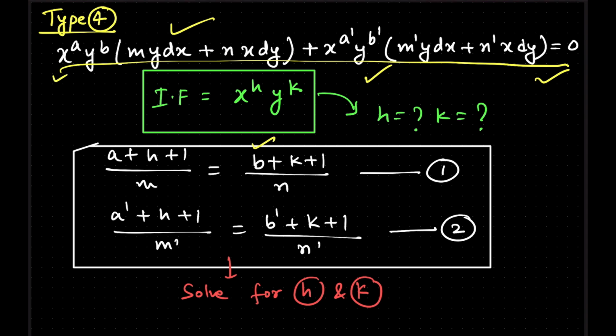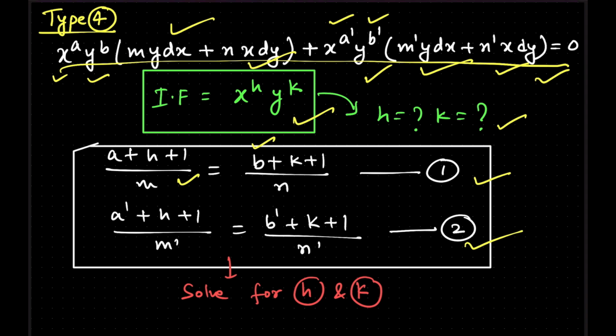Just see this general form once: x to the power a, y to the power b, multiplied by (my dx plus nx dy). Then the second term is similar to the first term, where x to the power of a dash, y to the power of b dash, then (m dash y dx plus n dash x dy) is equal to 0. Here your integrating factor will be x to the power of h and y to the power of k. If you want to find h and k, we have two equations that you have to solve for h and k.